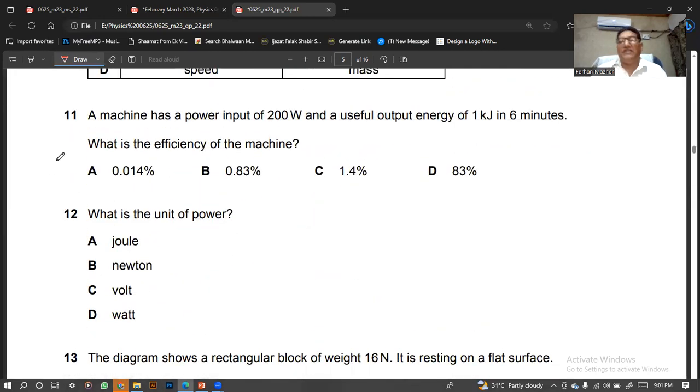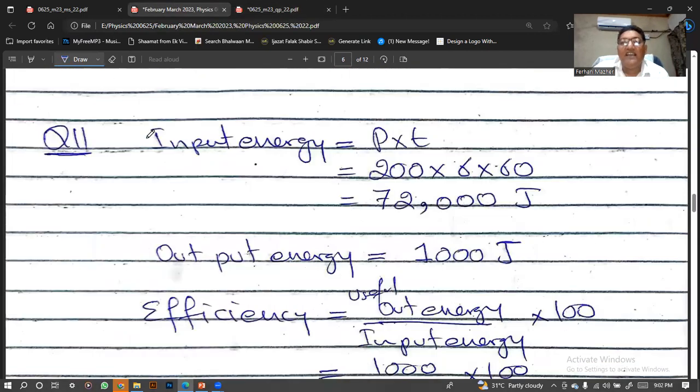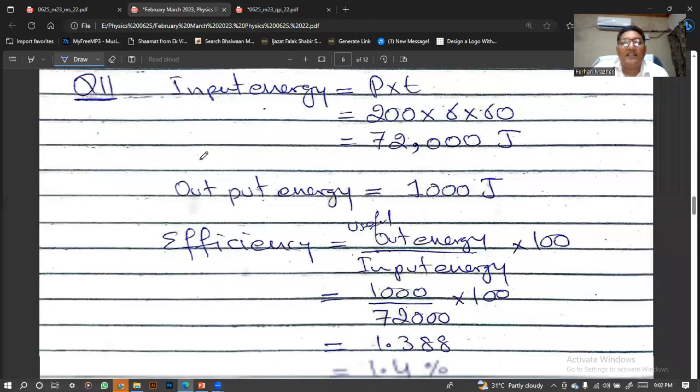Okay, question number 11. A machine has a power input of 200 watts and a useful output energy of 1 kilojoule in 6 minutes. What is the efficiency of the machine? Efficiency is useful output energy divided by total input energy, multiplied by 100. Input energy is not given, but the input power is given. We know the time, so we can find the input energy: input power multiplied by time. But the time must be taken in seconds. The time given is 6 minutes, so I will multiply 6 by 60.